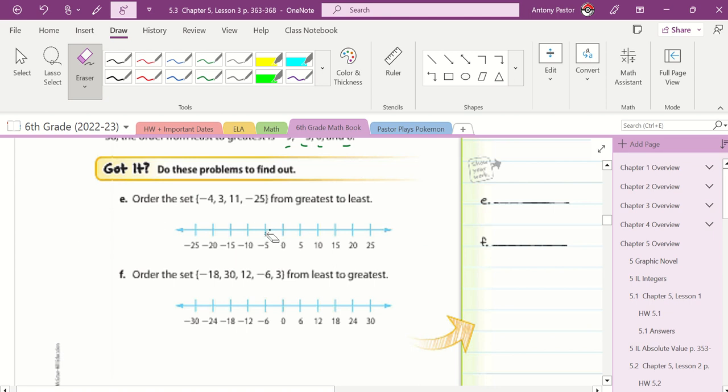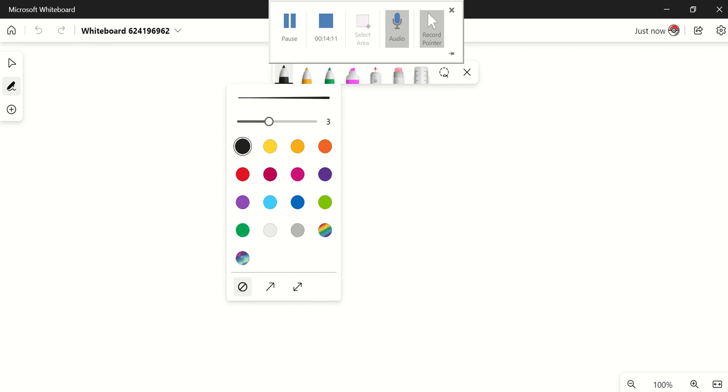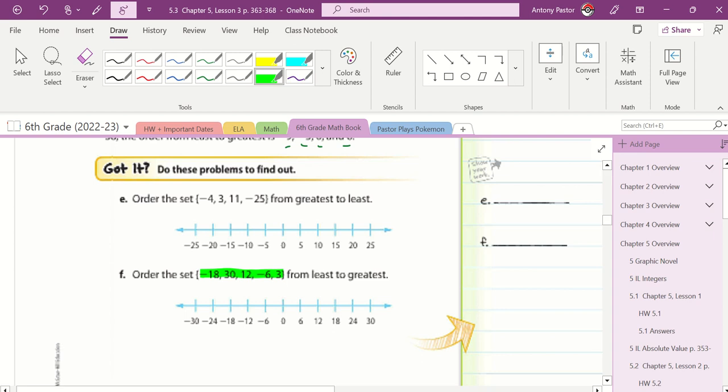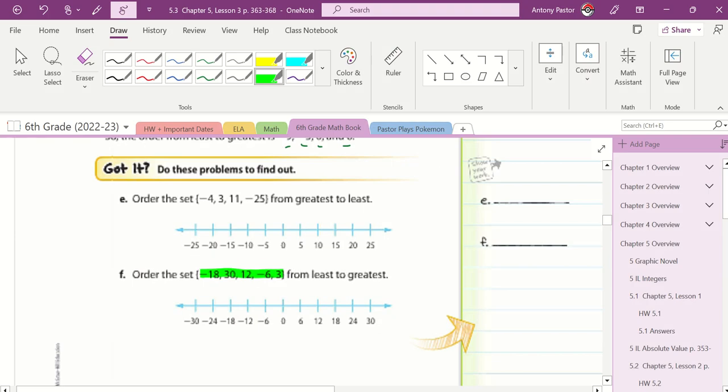And then we will go ahead and do this one, and we're not going to number line this one at all. We're just going to look at the set. -18, 30, 12, -6, and 3. So let me go ahead and write this down. And I'm going to double check that I wrote it right. -18, 30, 12, -6, 3. From least to greatest. Very important that we read the directions.